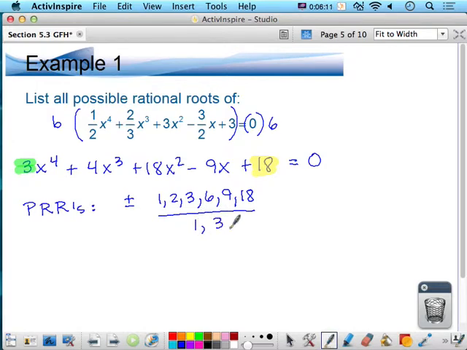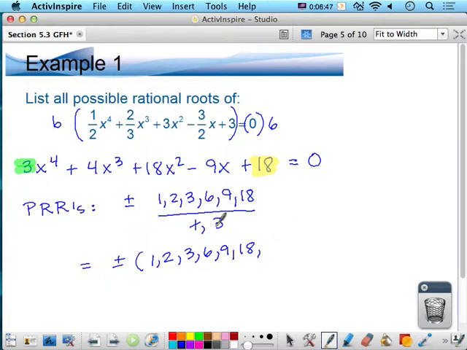Then we need to split that into all of the possibilities. So if we take all of the top numbers and stack them over 1. So 1 divided by 1, 2 divided by 1, 3 divided by 1, 6 divided by 1, 9 divided by 1, and 18 divided by 1. We have positive and negative 1, 2, 3, 6, 9, and 18. And now we have to go back through. We've divided by the 1, so we're done with it. So we need to go back through and divide all of those by 3.